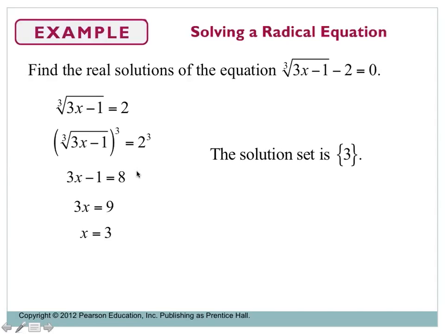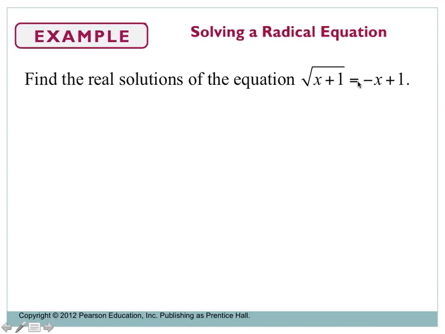You want to make sure that you check it. So your solution set is 3. Oops, and it didn't check it here. But what you would want to do is plug it back in and make sure that it works. So 3 times 3 gives you 9. 9 minus 1 is 8. Cube root of 8 is 2. 2 minus 2 is 0, so that one works.